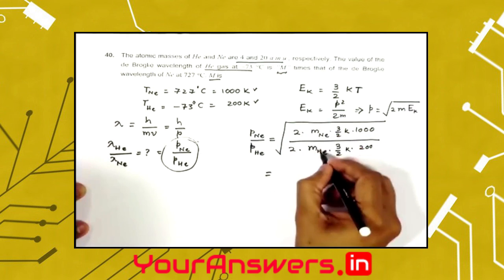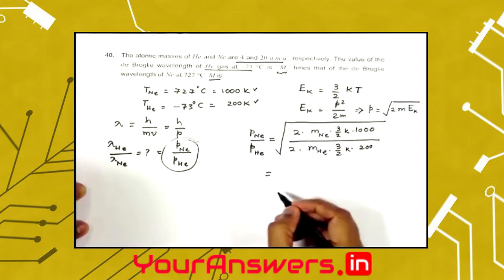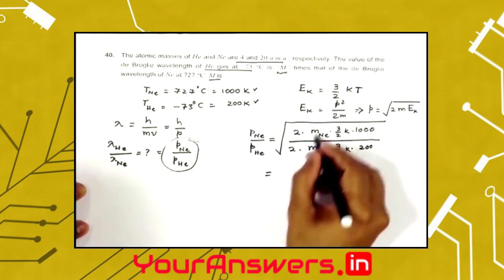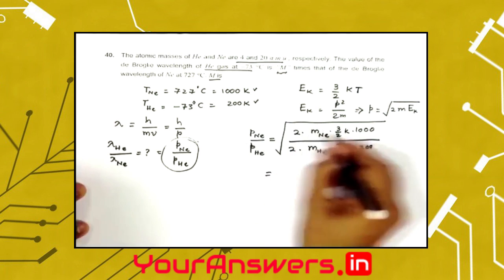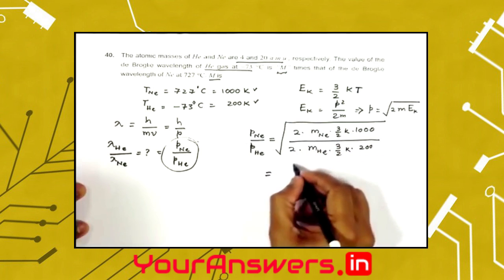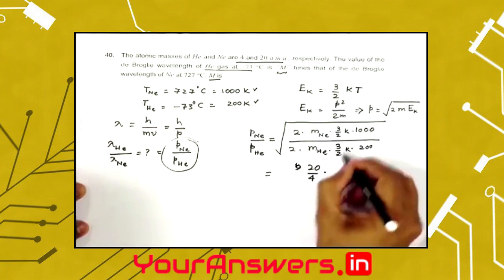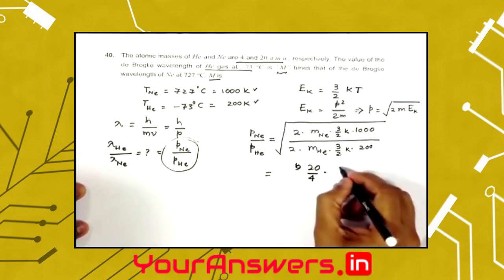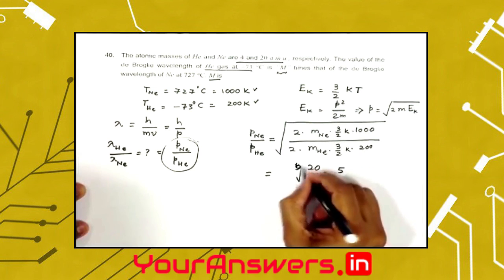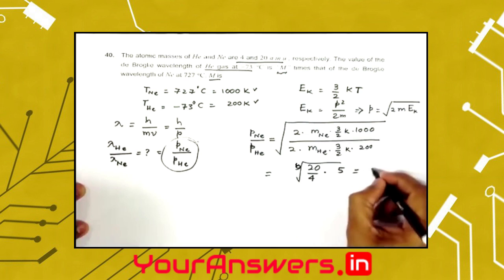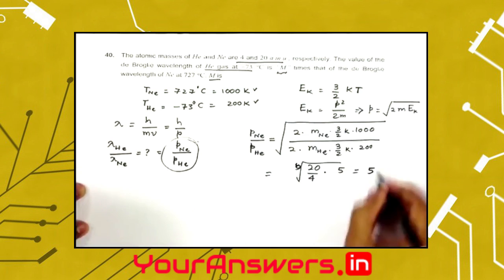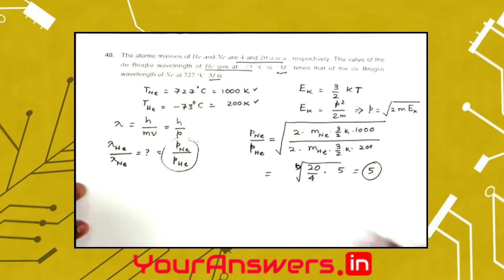And mass of neon is 20 AMU, mass of helium is 4. So the 2s cancel, and 3 by 2 k cancel. So I have 20 divided by 4 from mass, and then 1000 divided by 200, which is 5, and this is 5 into 5, 25, square root of that is 5. So the final answer m that we need is 5.